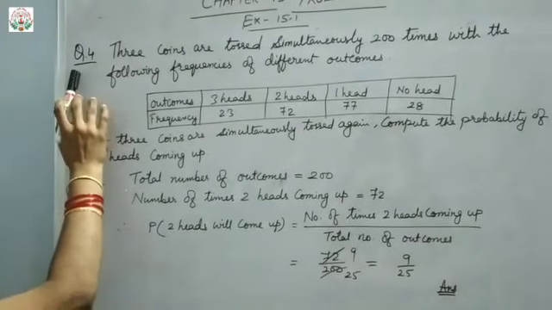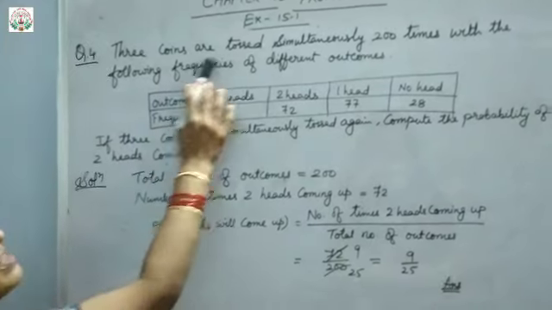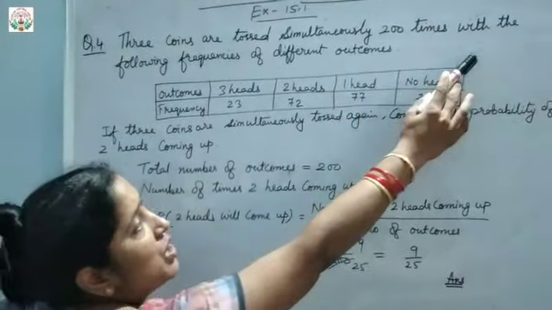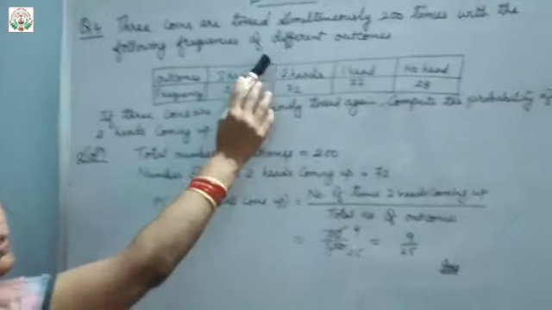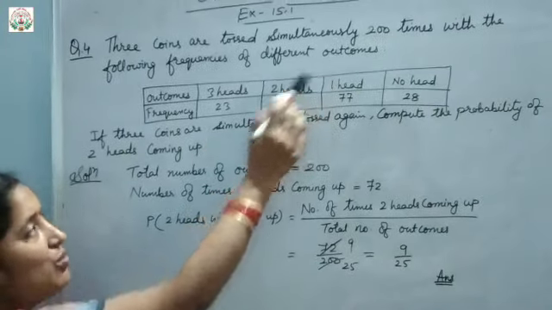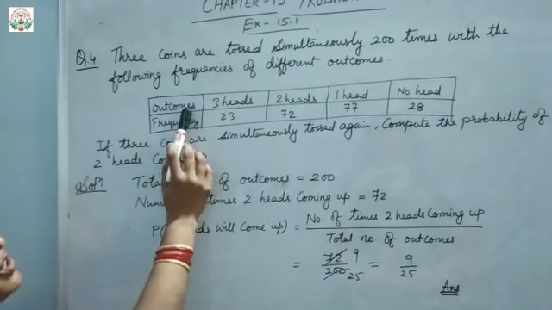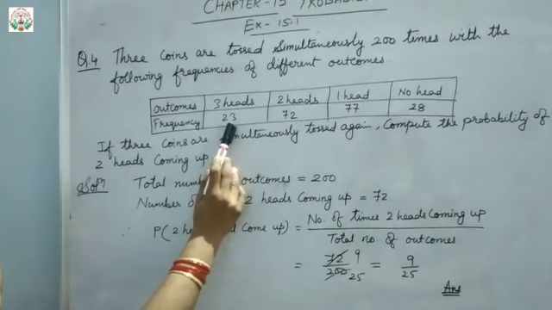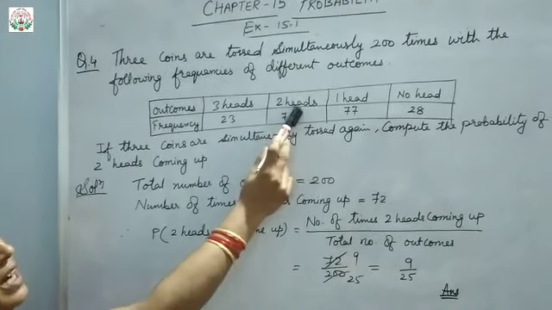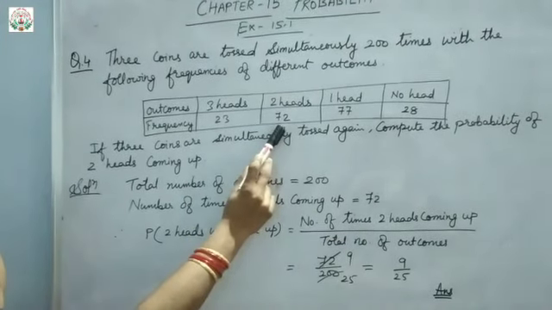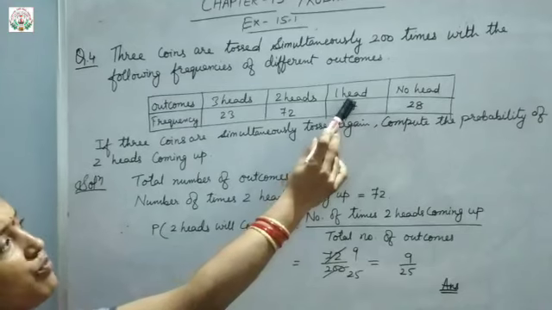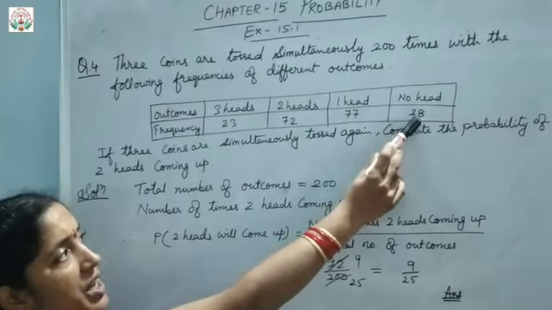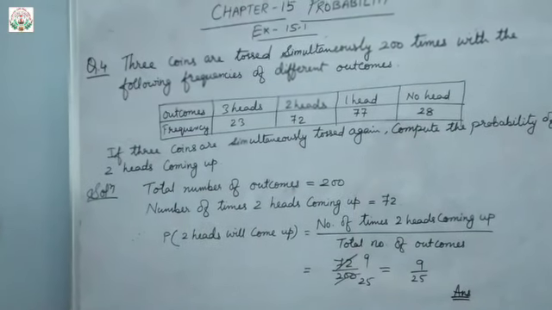Question number 4 goes like this. Three coins are tossed simultaneously 200 times with the following frequencies of different outcomes. The table is given as outcomes and frequencies. 3 heads came how many times? 23 times. 2 heads came 72 times. 1 head came 77 times. And no head, that is 28.